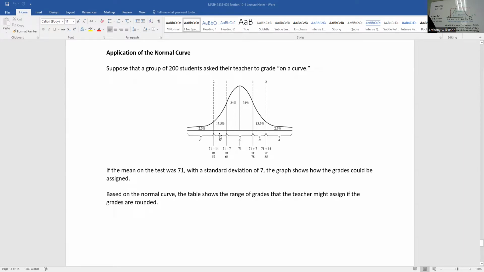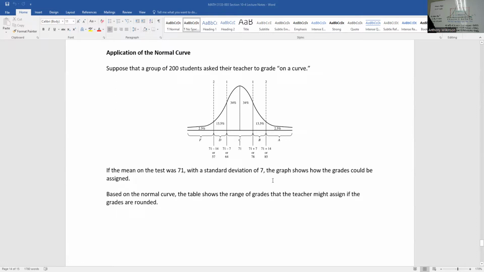And the way this works is this: 68% that fall within one standard deviation of that mean would get a C. 13.5% that are below, that's within 1 to 2 standard deviations below that mean would get a D, and anybody more than 2 standard deviations below the mean would end up getting an F. Now, on the other hand, if you're within 1 to 2 standard deviations above the mean, you'll get a B, and those who are 2.5%, meaning if you're 2 standard deviations above, you'll get an A.